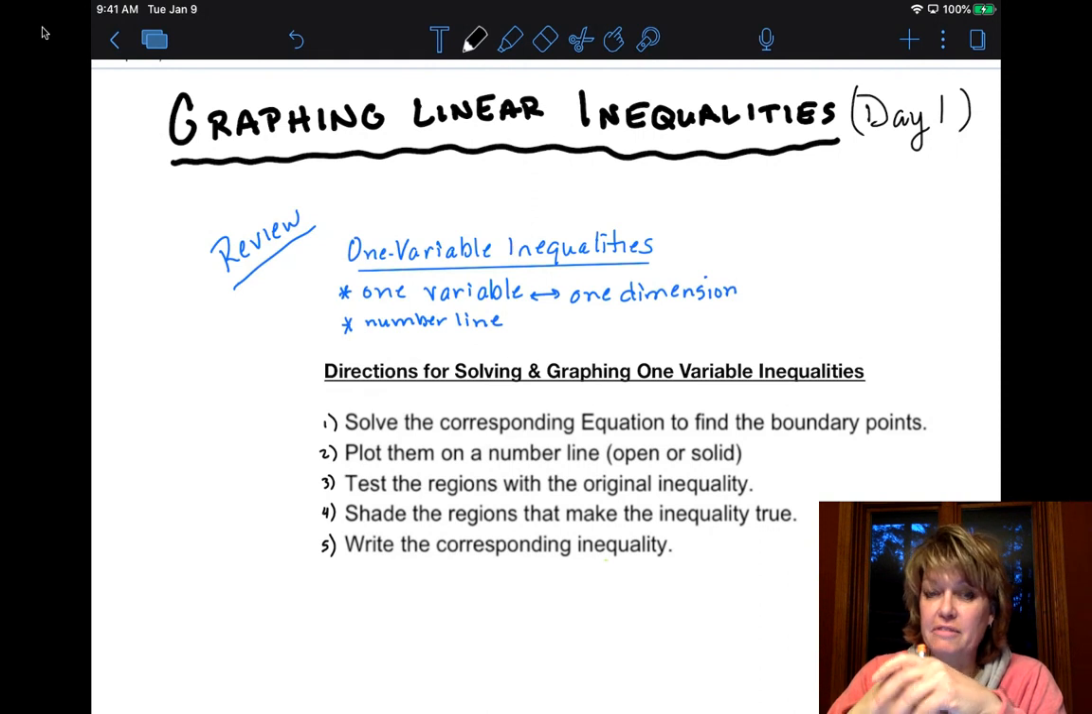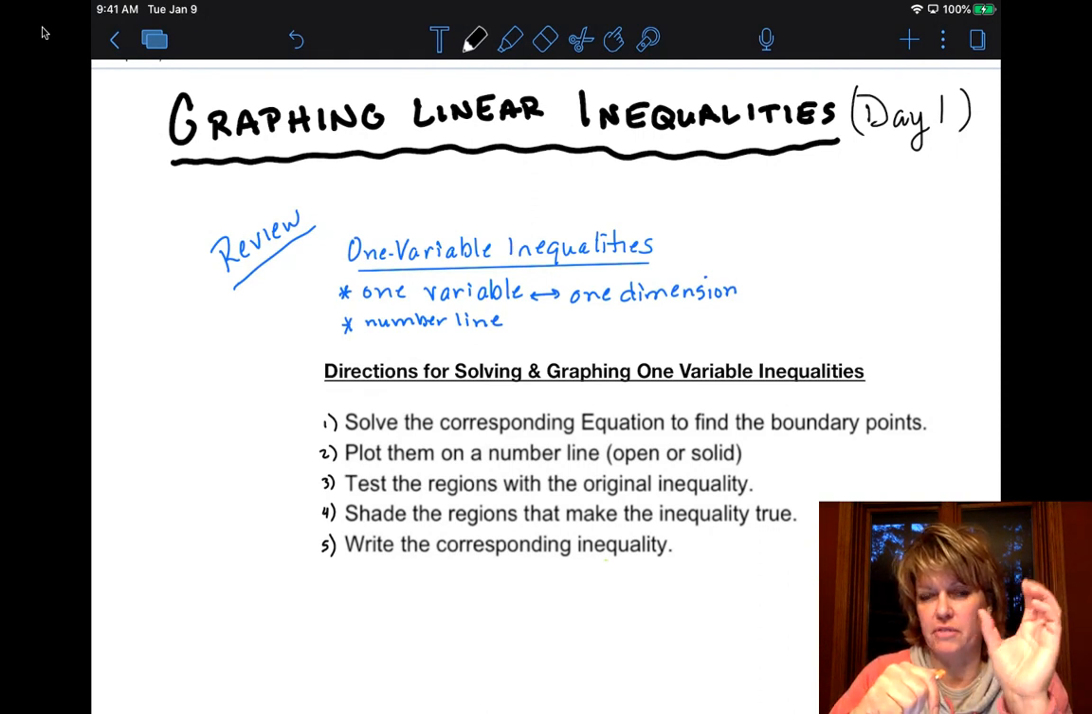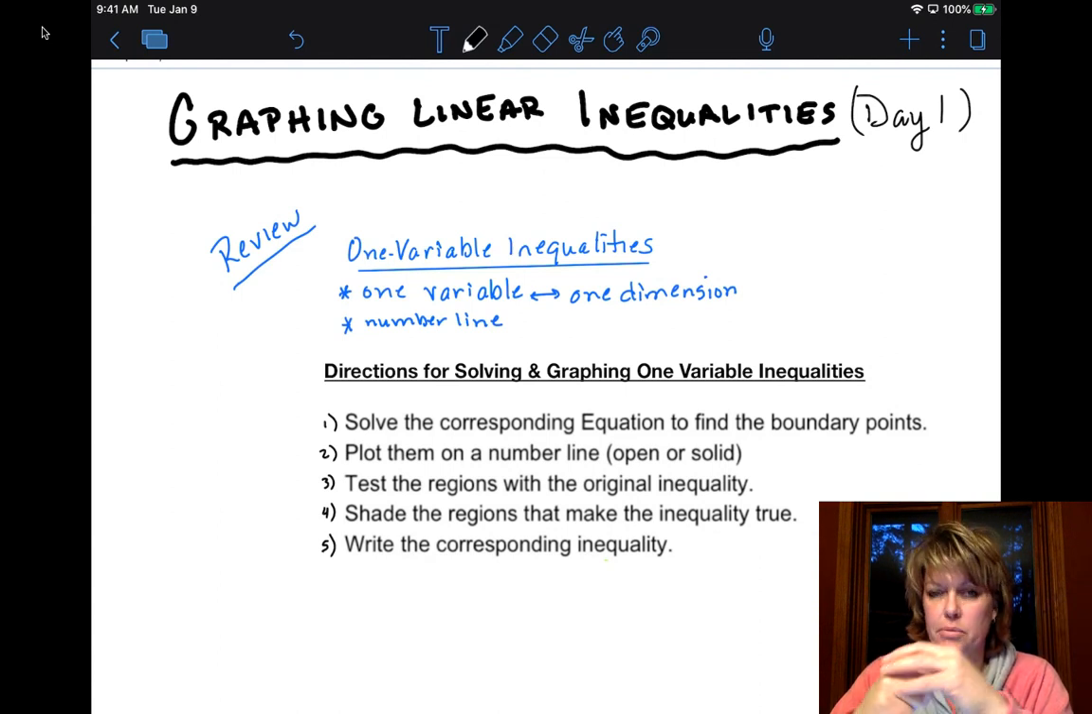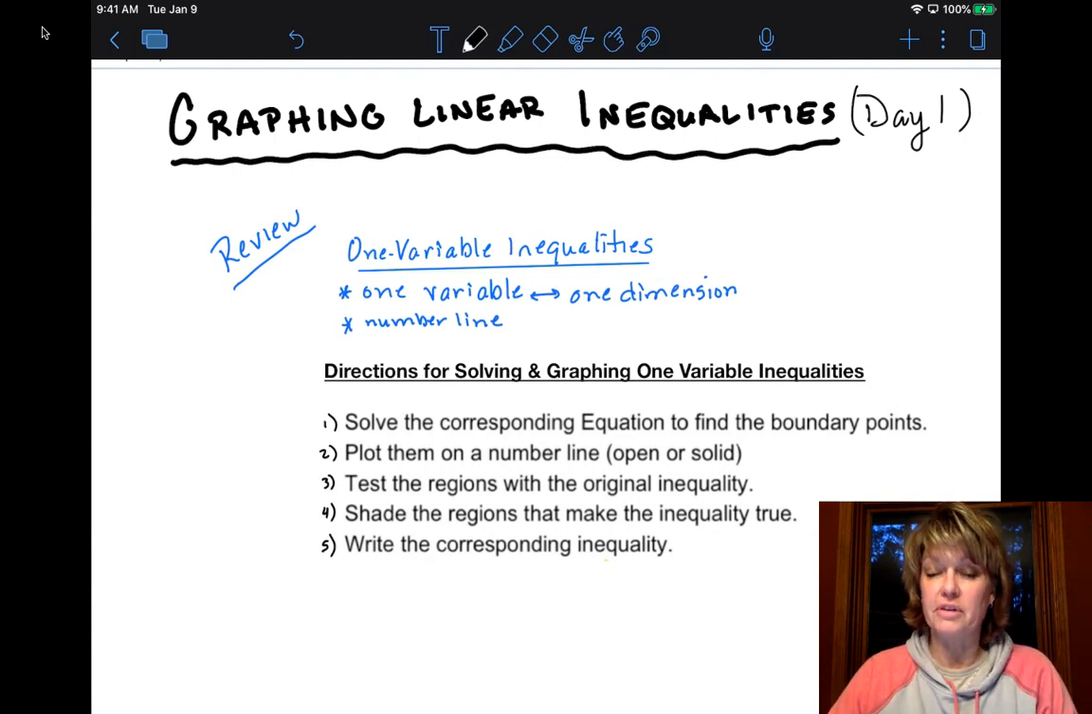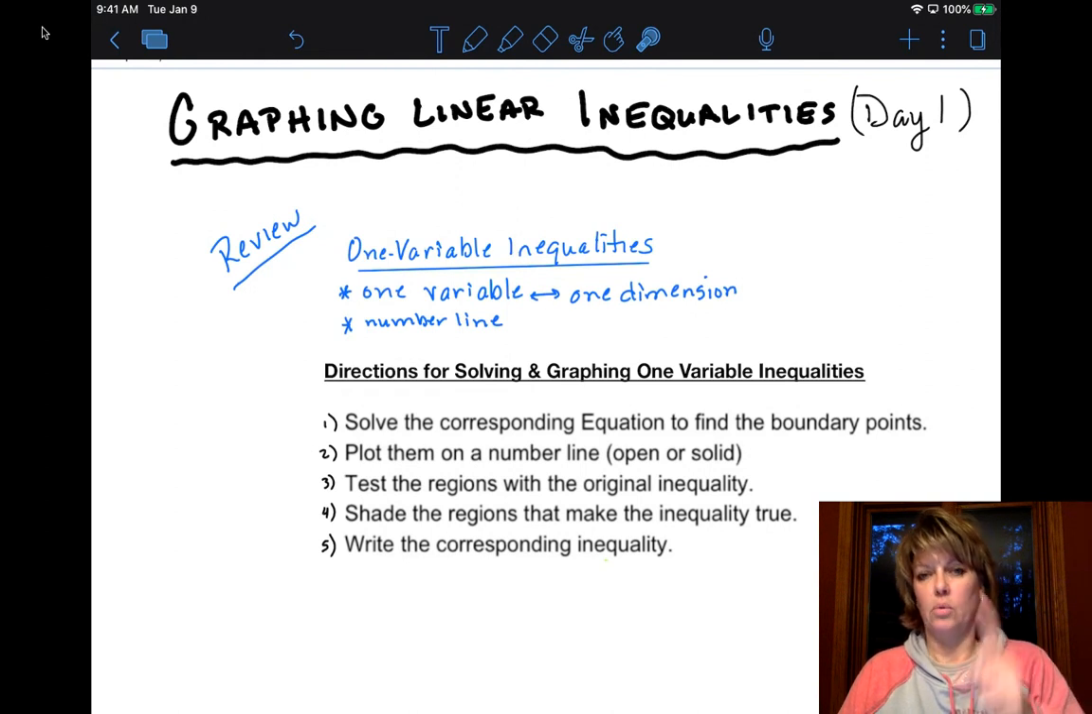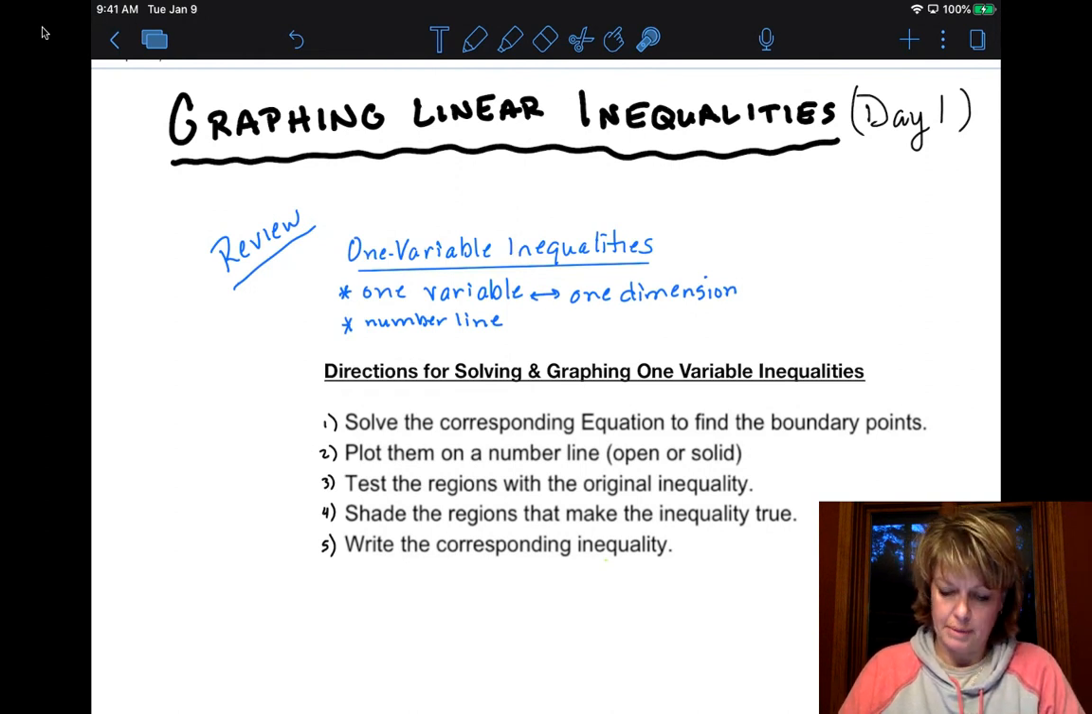Again, we're looking for infinitely many solutions, in the fact that an equation has a specific, limited number of solutions, where an inequality has infinitely many. So again, that will be the case on a coordinate system versus a number line. If we remember, just a little review here, when we were doing our one variable inequalities, one variable, one dimension, therefore a number line. That's what you got to remember. One variable, one dimension, one number line.